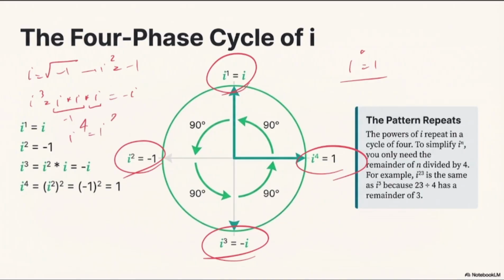What about i to the power 4? It is i to the power 2 multiplied by i to the power 2. We know that i to the power 2 is negative 1 and this one is negative 1, so we have 1, and everything is okay.